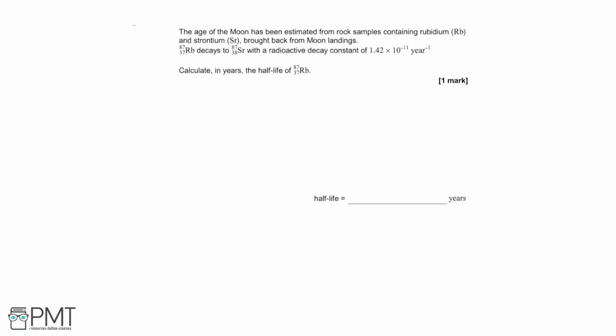The next part of the question says, the age of the moon has been estimated from rock samples containing rubidium and strontium brought back from moon landings. Rubidium-87 decays to strontium-87 with a radioactive decay constant of 1.42 times 10 to the minus 11 per year. Calculate in years the half-life of rubidium-87.